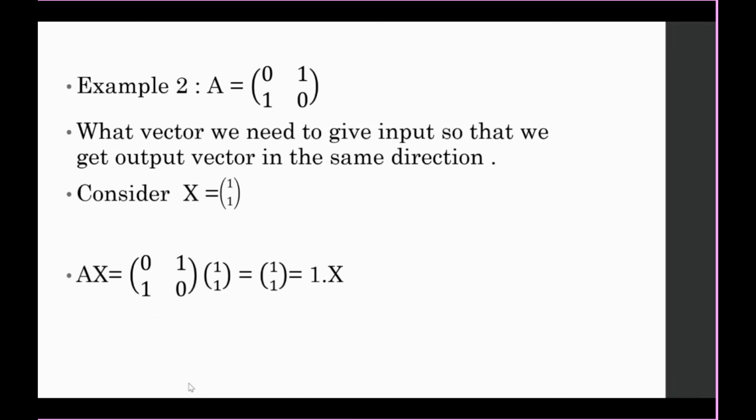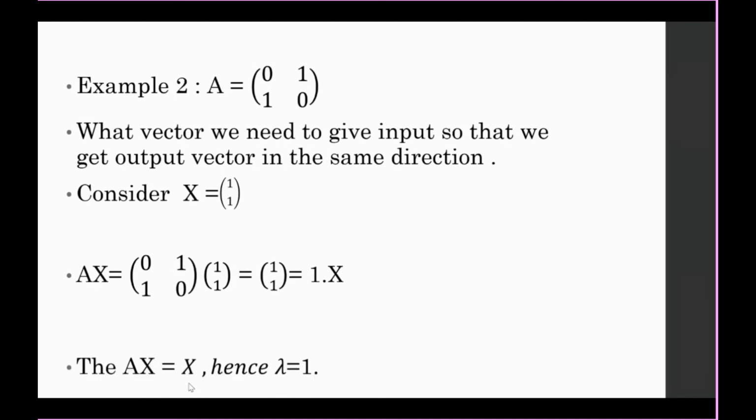To give you an example, suppose A is the matrix with rows 0, 1 and 1, 0. I choose the vector x as 1, 1. I multiply the matrix by the vector, so what is the output vector? It should be 1, 1, that is 1 times x. So that means again it is in the same direction. So 1 is my eigenvalue, and 1, 1 is my eigenvector.